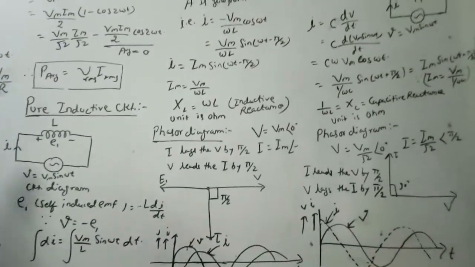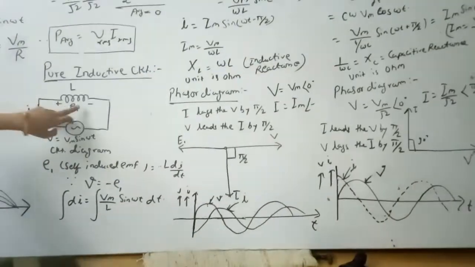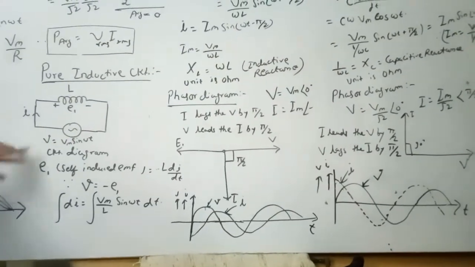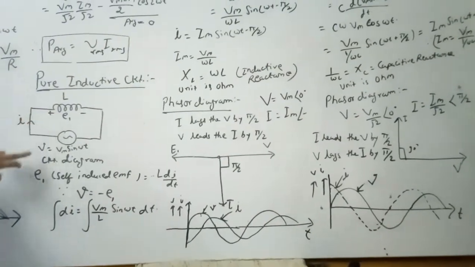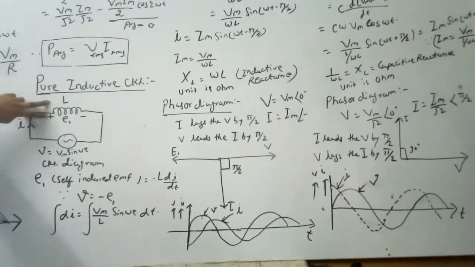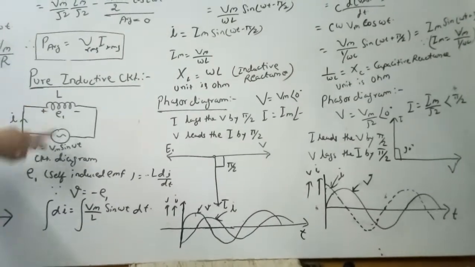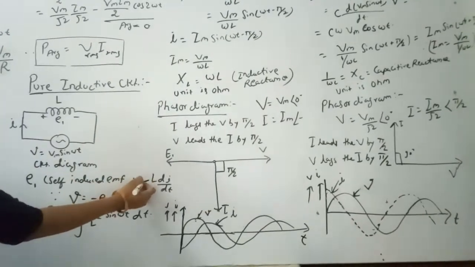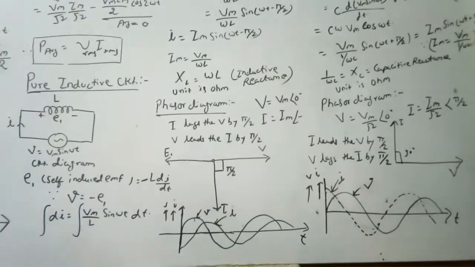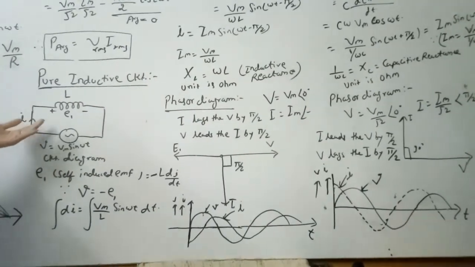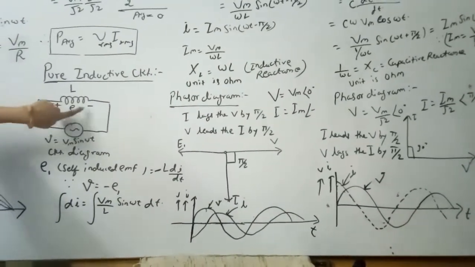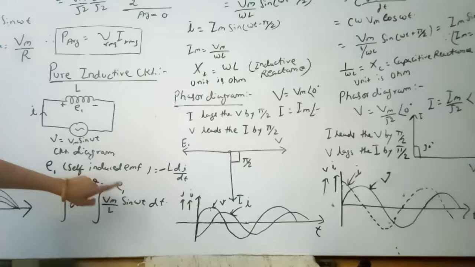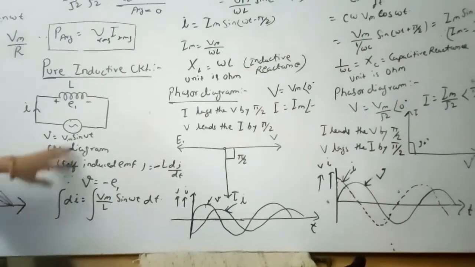Pure inductive circuit. Here we see that an inductance is connected in series with the sinusoidal applied voltage Vm. According to Faraday's law of electromagnetic induction, in the coil an EMF is induced, which is given by minus L di by dt, where L is the inductance of the coil. The induced voltage equals the applied voltage and is in phase opposition, that is opposite to the applied voltage.